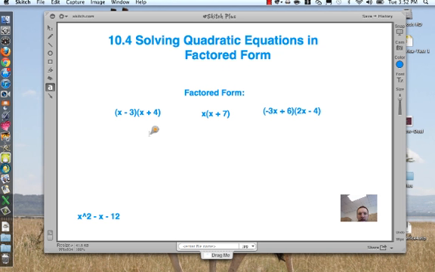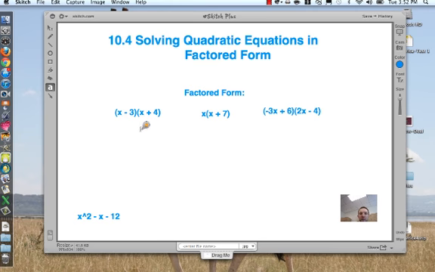So the first thing I want you to understand is what is factored form. These are three examples of quadratic equations written in factored form. There are two binomials being multiplied together. So here we have x minus 3 times x plus 4. Here we have x times x plus 7, and here we have the expression negative 3x plus 6 times 2x minus 4. They're written in factored form.